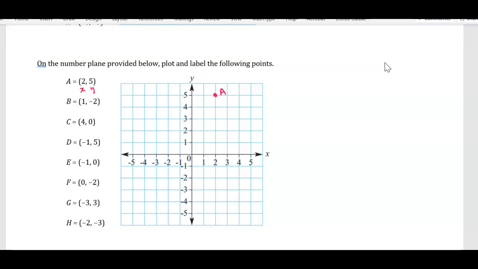Point B, 1, -2 is here. C, 4, 0, we're on the line. D, -1, 5. E, -1, 0. F, 0, -2.